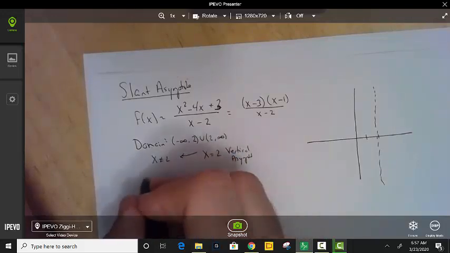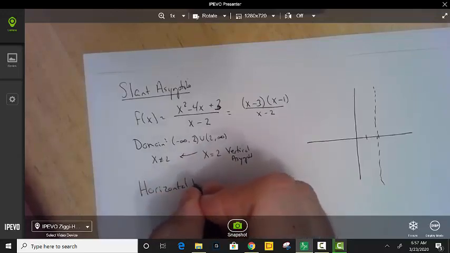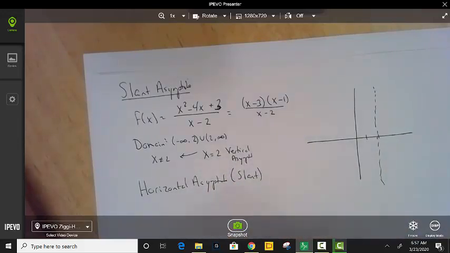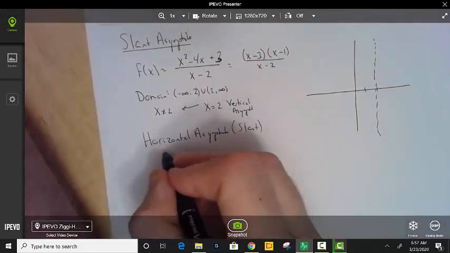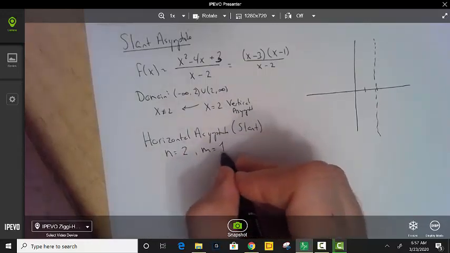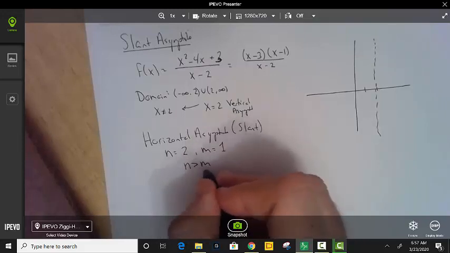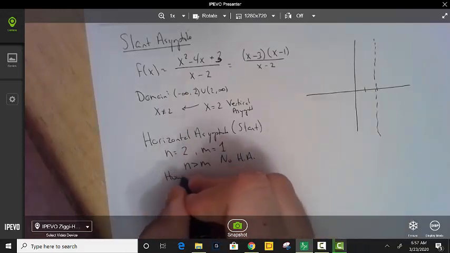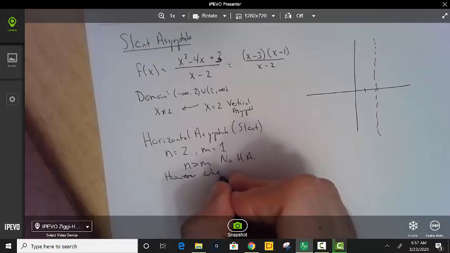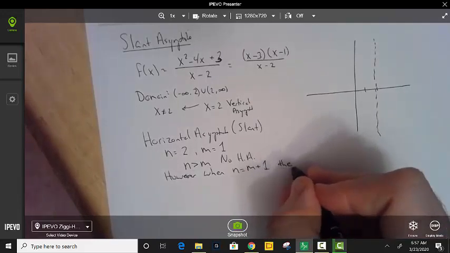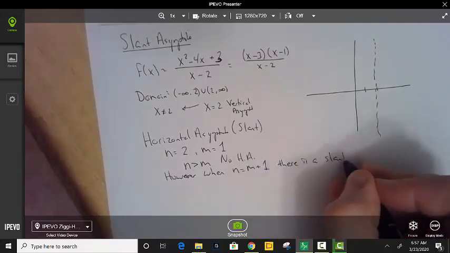And then we come to the next part, which is the horizontal asymptote. In this case, it's actually what's called a slant asymptote. If you look at the degree on top is 2, and the degree on the bottom is 1. And when the degree on top is bigger than the degree on the bottom, that means that there is no horizontal asymptote. However, when n is exactly 1 more than m, there is a slant asymptote.